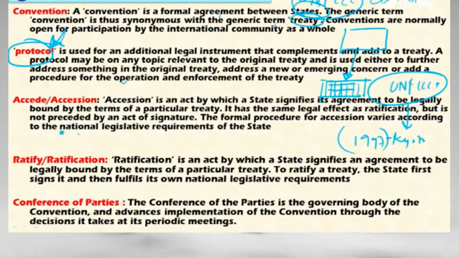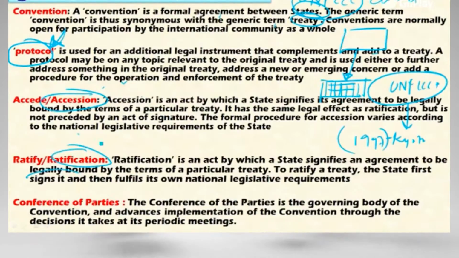Another term is accession. Accession is an act by which the state signifies its agreement to be legally bound by the terms of a particular treaty. If a state agrees to be legally bound by a particular treaty, it is called accession. It does not require ratification by the parliament. So what is the meaning of ratification?